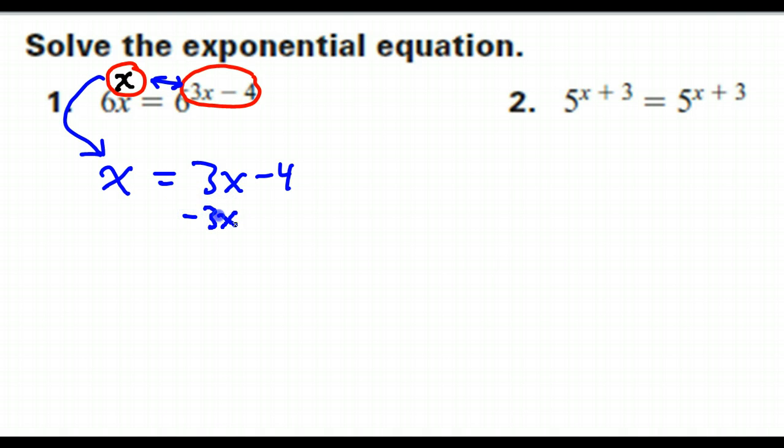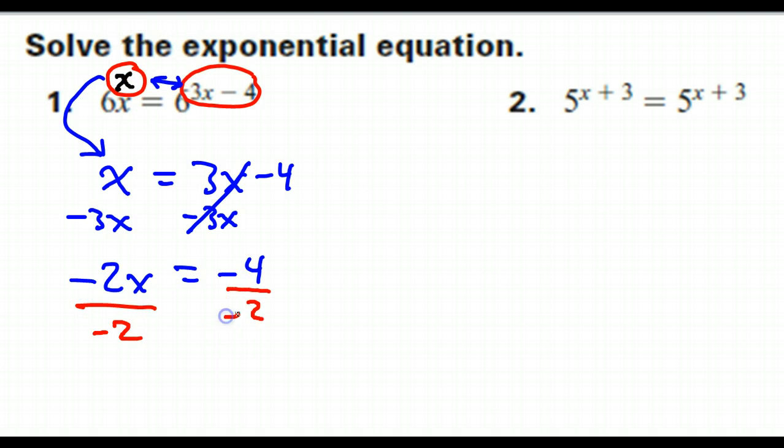So I would subtract 3x from both sides to get these terms together. Alright, so those are gone. This makes negative 2x equals negative 4. Then you're going to divide both sides by negative 2. So you're going to wind up with x equals 2.